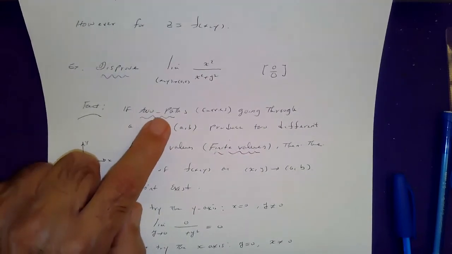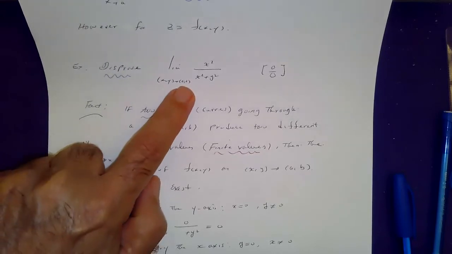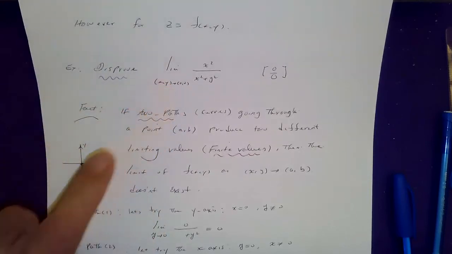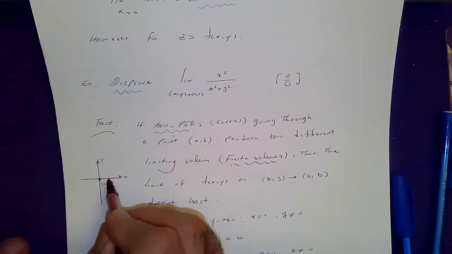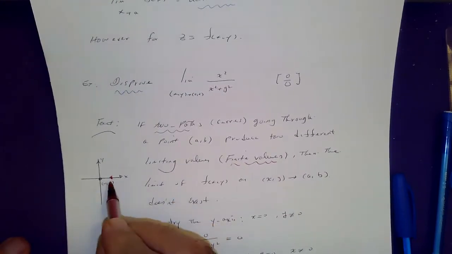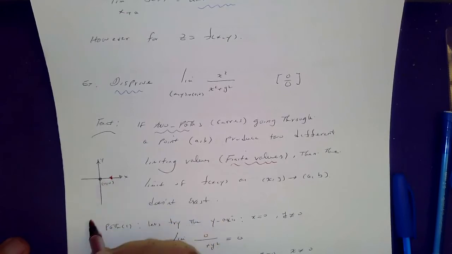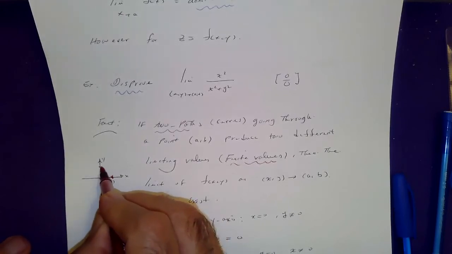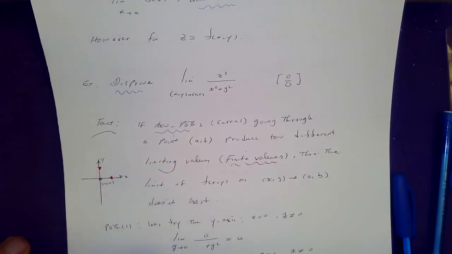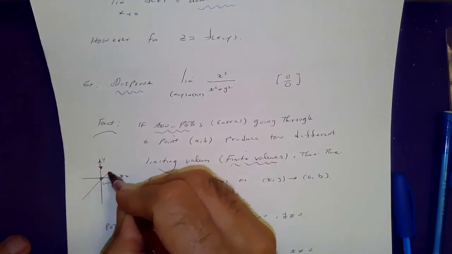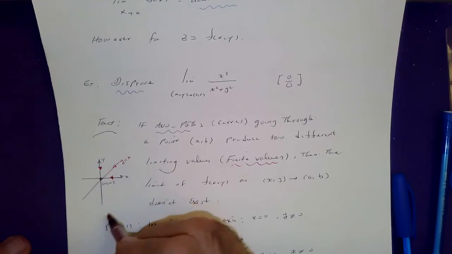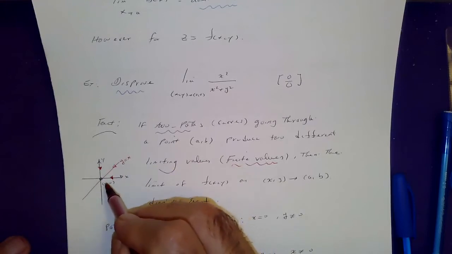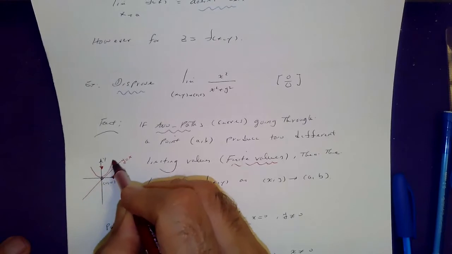According to the procedure, I'm supposed to get two paths which go through the point 0, 0, which is the origin, on the x and y axis. So what are the possible paths? Well, you can get close to 0, 0 along the x-axis, or you can get close to 0, 0 along the y-axis, or you can get close to 0, 0 along a straight line. Remember, these are all curves, right? You can also get close to 0, 0 through this parabola.